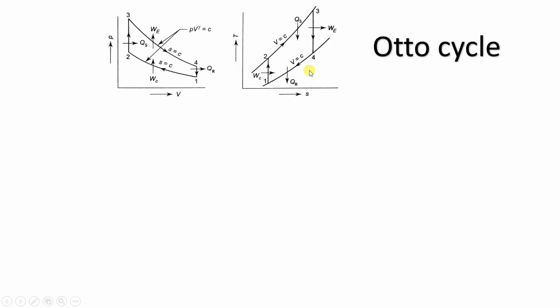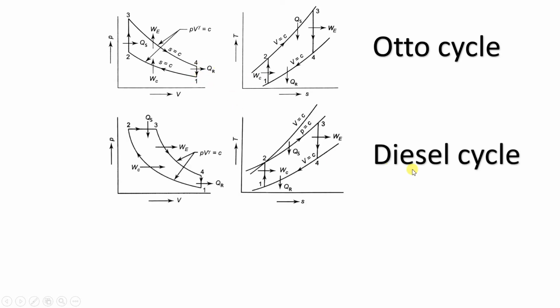And in case of Otto cycle, we have process 1 to 2, which is isentropic compression. Here also you can see process 1 to 2 on TS diagram it is vertical and temperature is increasing, so it is isentropic compression. Then 2 to 3 is constant volume heat addition. On TS diagram you can see 2 to 3 is constant volume heat addition, or heat supplied, QS. Then 3 to 4 is isentropic expansion where we get expansion work, and then 4 to 1 is constant volume heat rejection.